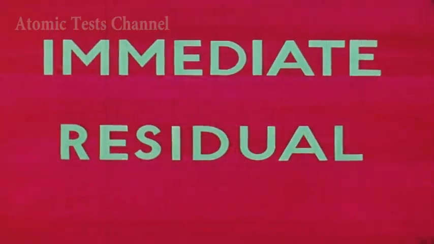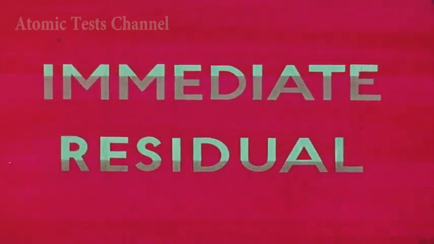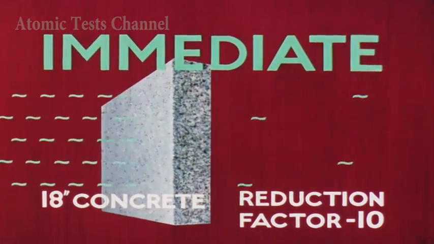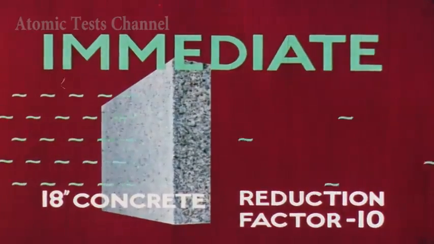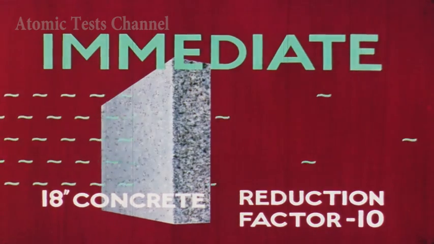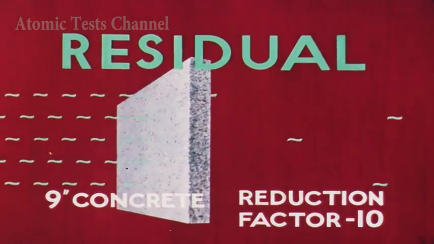The penetrating power of immediate radiation is greater than that of the residual radiation. With immediate radiation, for example, a reduction factor of 10 is provided by 18 inches of concrete. With residual radiation, the same reduction factor of 10 can be obtained by only 9 inches of concrete.